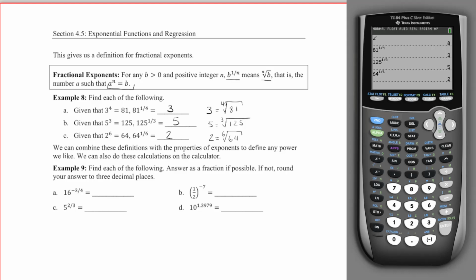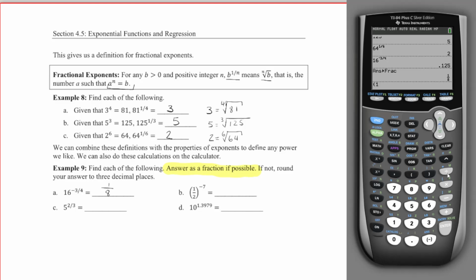So here we have 16 to the negative 3/4. I'm just going to enter that on the calculator, 16 to the negative 3/4. I get a decimal. I notice my instructions say answer as a fraction if possible. So I'm going to try to convert that to a fraction. And in this case, that works out just fine. I get 1/8. 16 to the negative 3/4 is 1/8.